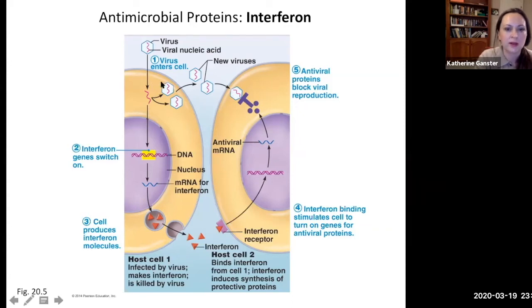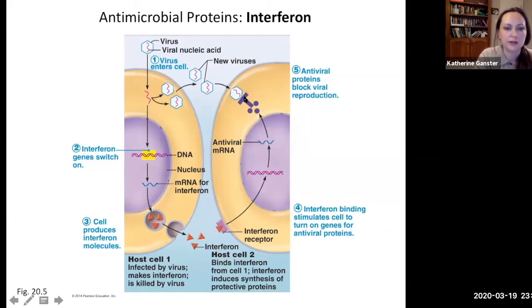What's really neat is that when a cell has a virus that gets into it, what can happen is that a gene on the DNA will become activated, and we're going to undergo transcription and translation of this gene that codes for a protein called interferon. When interferon binds, again, a protein, so it's going to be a surface receptor, it will trigger that neighboring cell to start to produce an antiviral protein. So now the neighboring cell is going to undergo transcription, translation, and make an antiviral protein to block the virus from replicating inside of it.